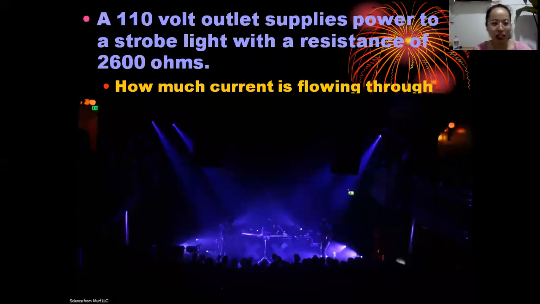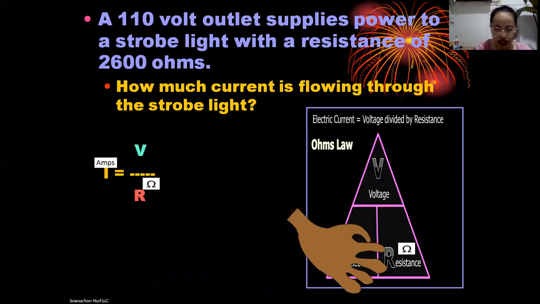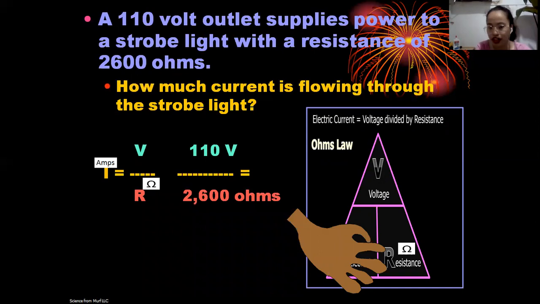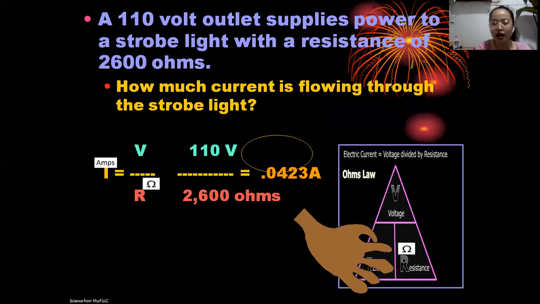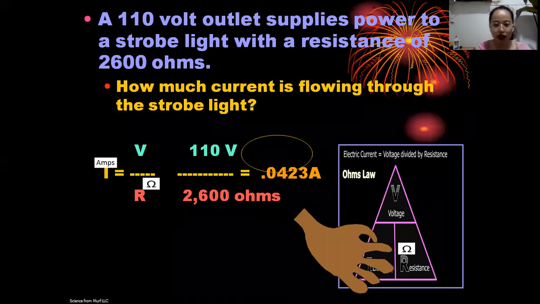Now, how about this one? A 110-volt outlet supplies power to a strobe light with a resistance of 2,600 ohms. How much current is flowing through the strobe light? Current is the missing value here. So what will be your answer? Okay, the answer is 0.0423 amperes. Very good. Grade 8, I hope you learned all about the computation of the voltage, the current, and the resistance.